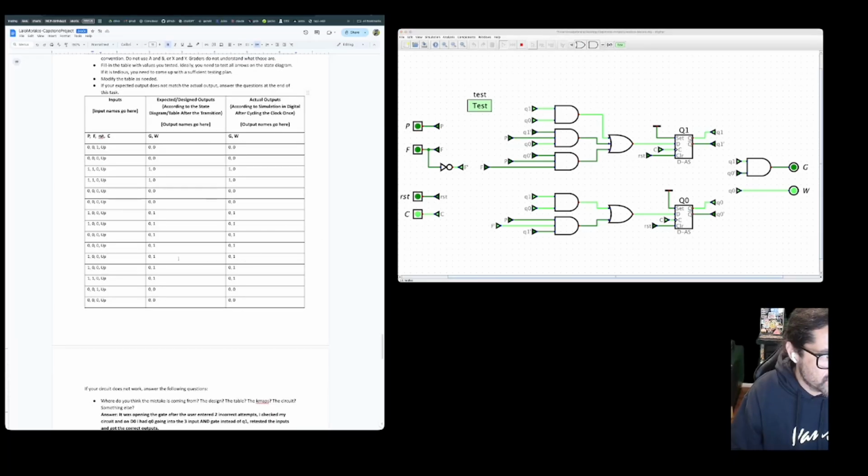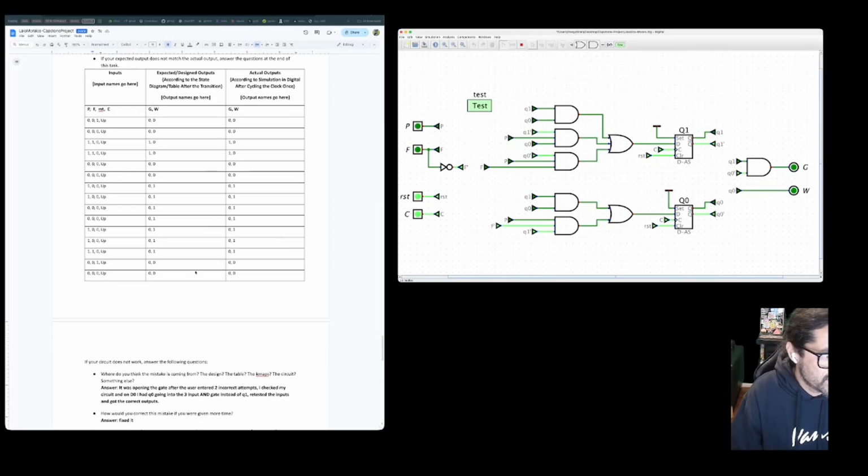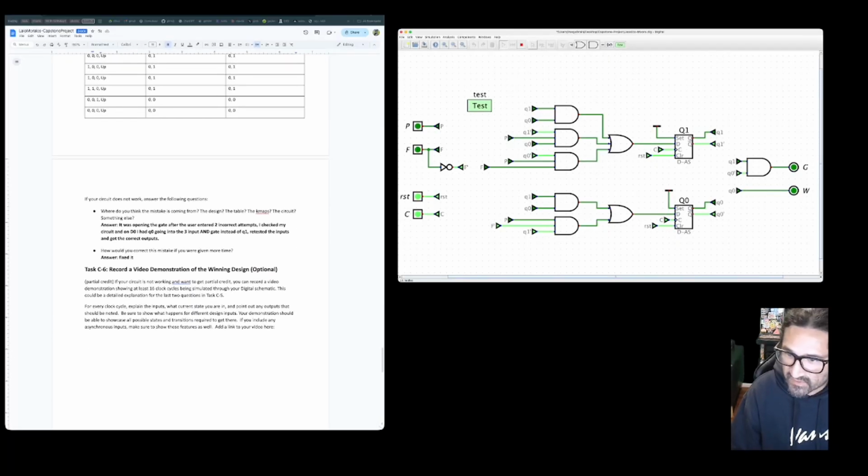So then you have to try here. Nope. Locked out, my friend. The only way to get out of the lockout is to hit the reset, then hit the clock. And that's my circuit. Thank you.